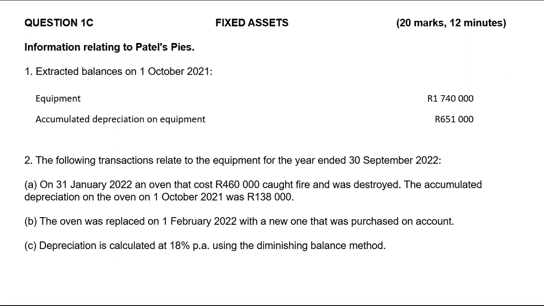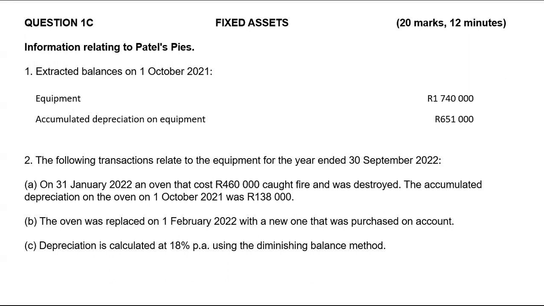I will do question 1C, which is fixed assets. It's for 20 marks, and you're supposed to complete it within 12 minutes. I highlighted it in the previous video. We have information relating to Patel's pies, extracted balances on 1 October 2021, equipment.